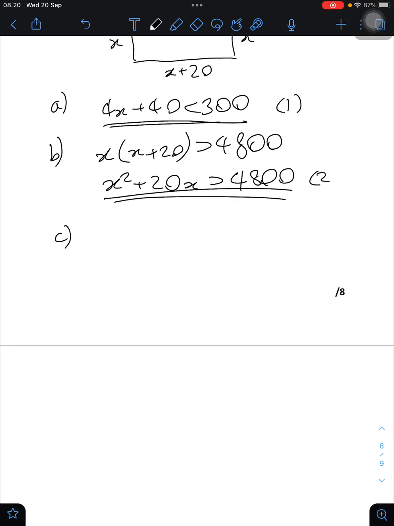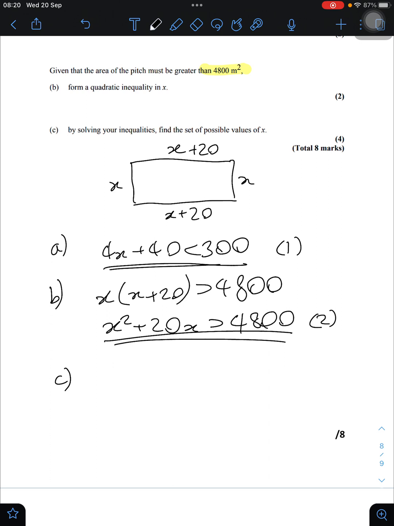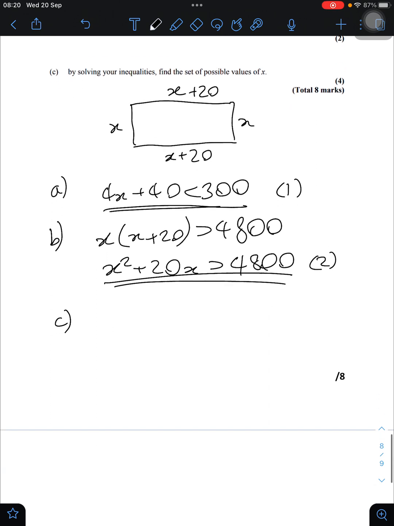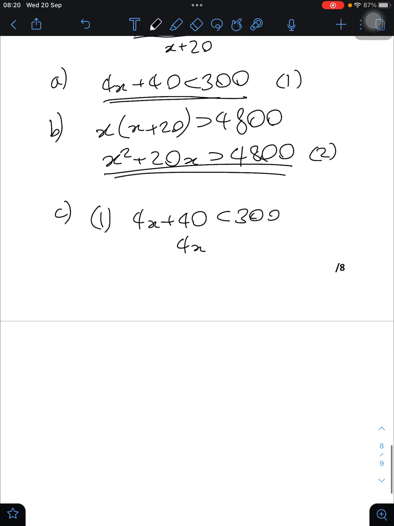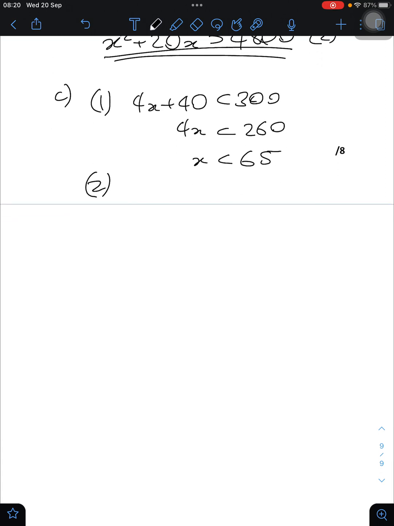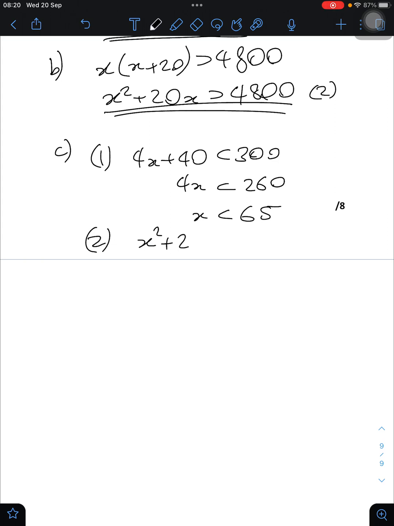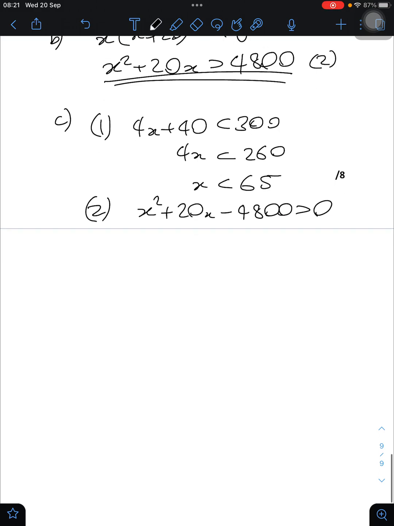So let's call this equation 1 and equation 2. So by solving quadratic inequalities, find the set of possible values for x. Let's start with 1, it's slightly easier. If we start with equation 1, we've got 4x plus 40 is less than 300, therefore 4x, you can do implying if you like, or just leave it as the next line of working, is less than 260, and so therefore x is less than 65. Let's use equation 2. x squared plus 20x minus 4,800 is greater than 0.